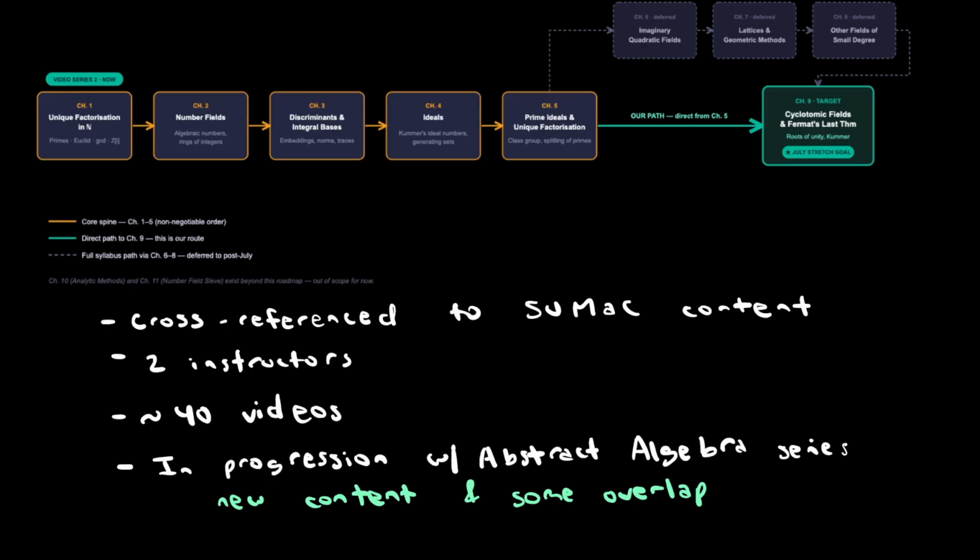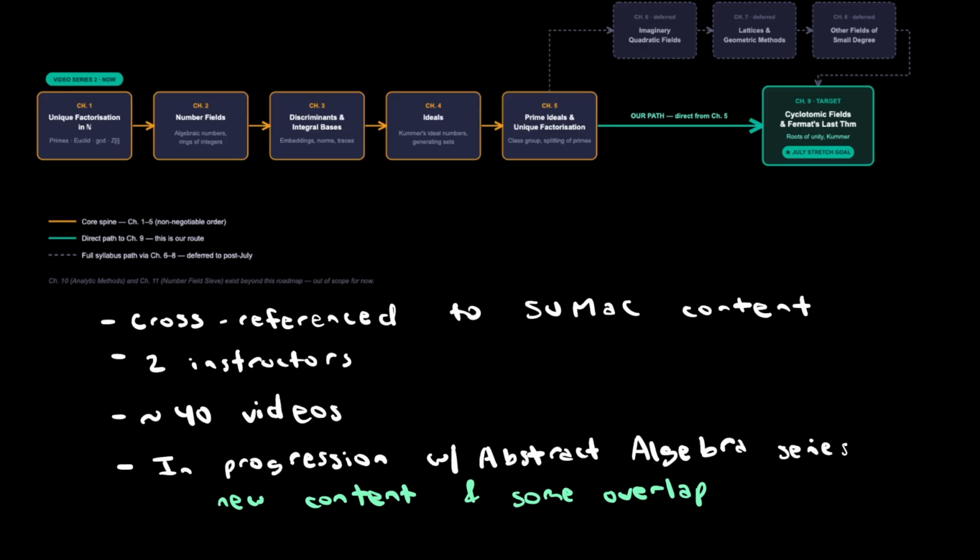So yeah, aside from the number theory course, we're also going to have an abstract algebra series that's going to be running in tandem with new content and some overlap. And aside from that, this series is going to be run with two instructors, one myself, and the other my friend Orion. And I'll attach our Discord handles in the description if you want to contact us. And this series is going to have around 40 videos, give or take.